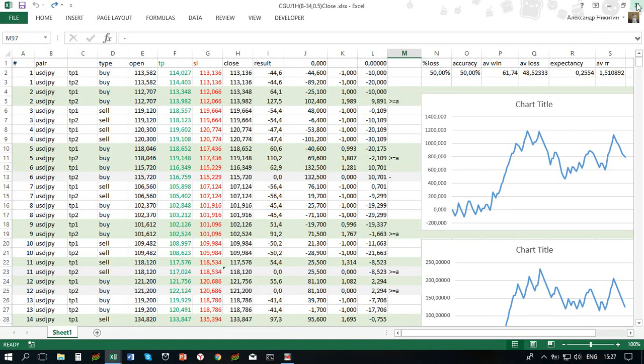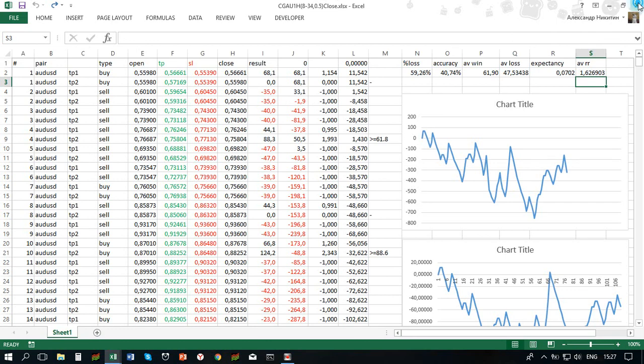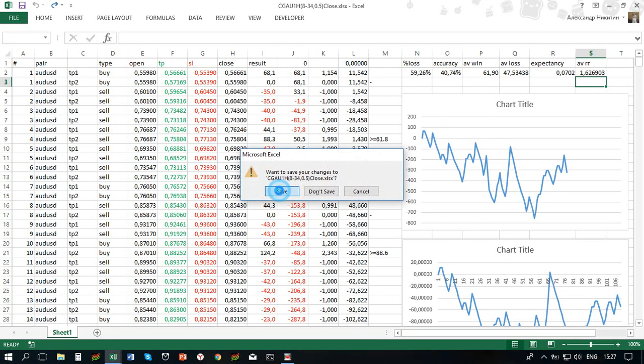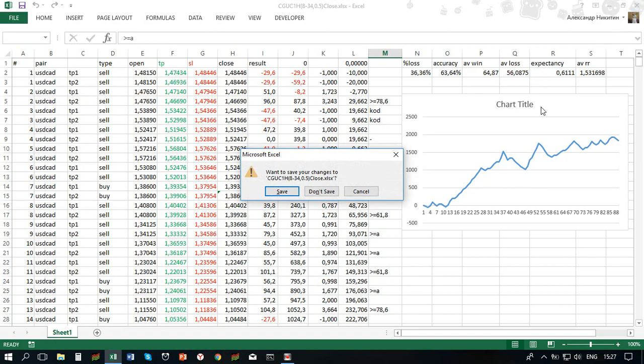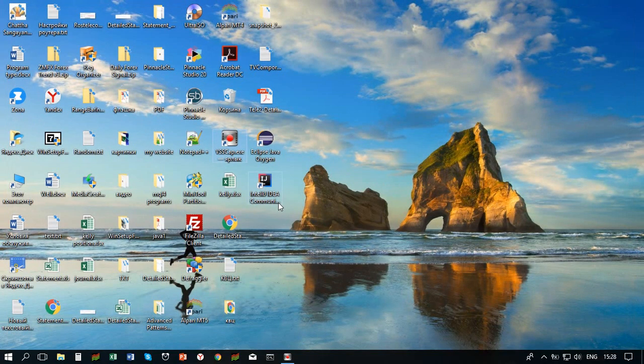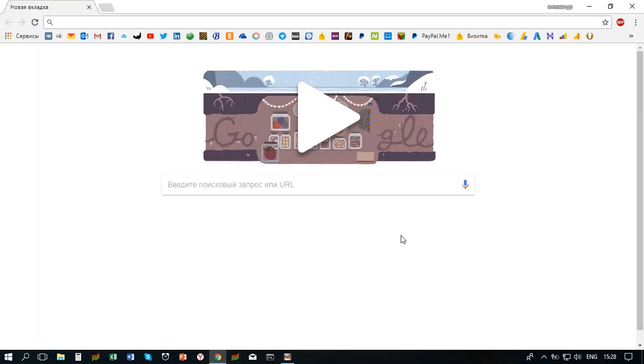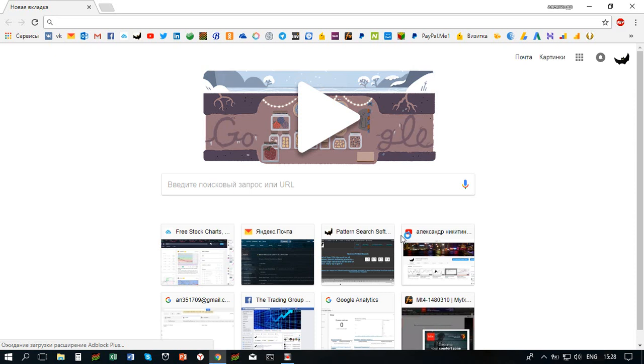What else? Maybe some more pairs. No, I think they are all the pairs that I have for now, the four pairs, but they are very different: Dollar Canadian, Euro dollar, Aussie dollar, and dollar yen. They are not synchronized in any way, and we don't have the kind of correlation that we may see with some other pairs. Let's say Euro dollar and dollar Swissy.